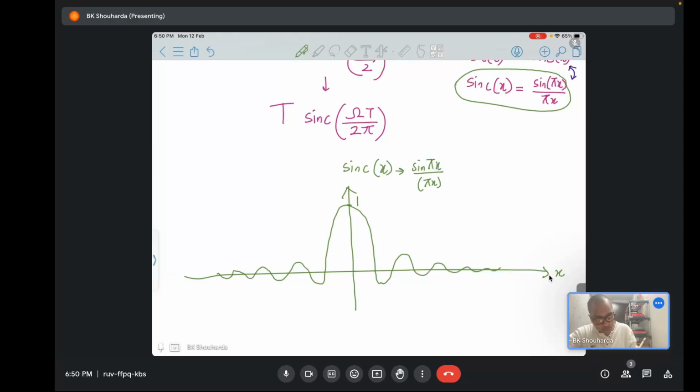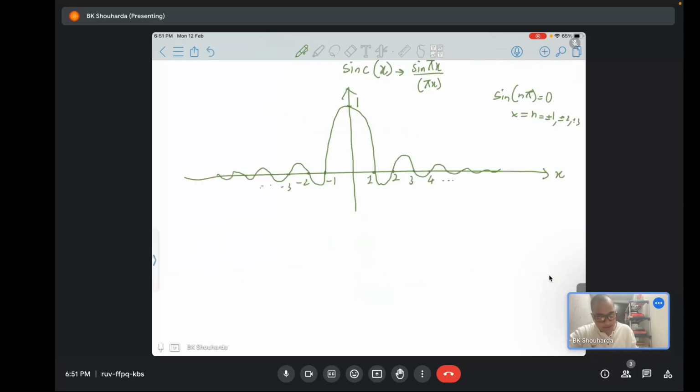Okay, what are the 0 crossings? The most important part is the 0 crossings. 0 crossings are sine n pi equal to 0, x equal to n, where n is integers like plus minus 1, plus minus 2, plus minus 3. This is 1, this is 2, this is 3, this is 4, and so on. This is minus 1, this is minus 2, this is minus 3, and so on.